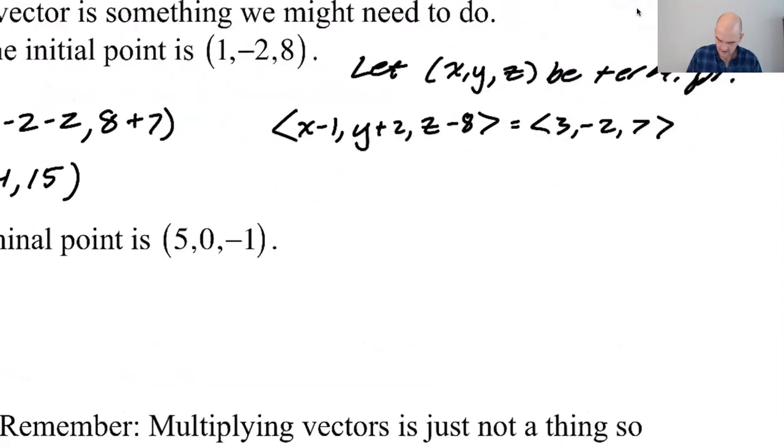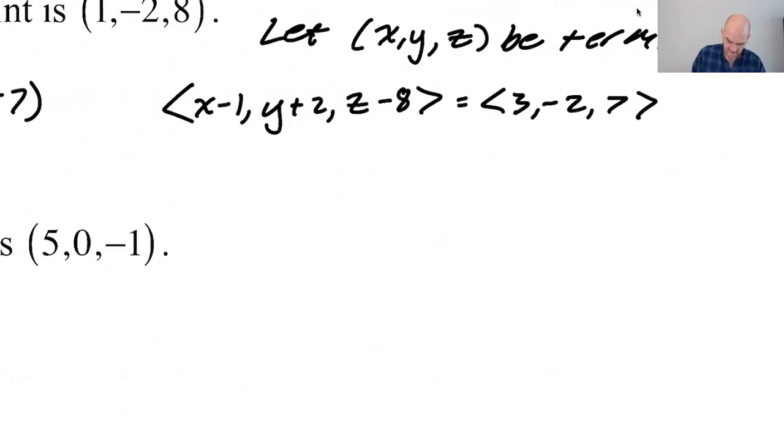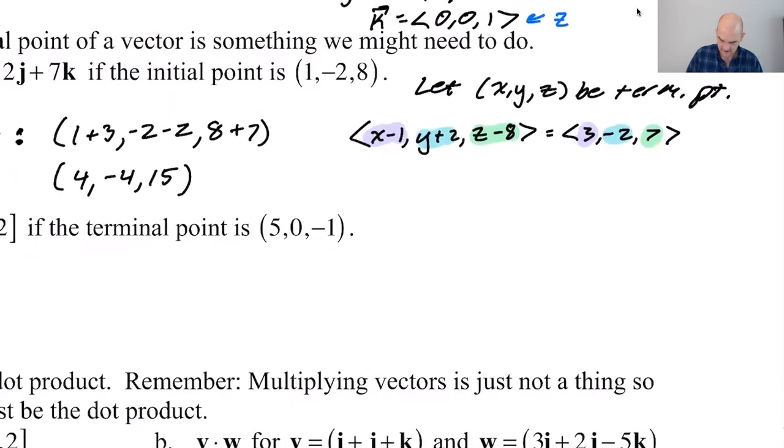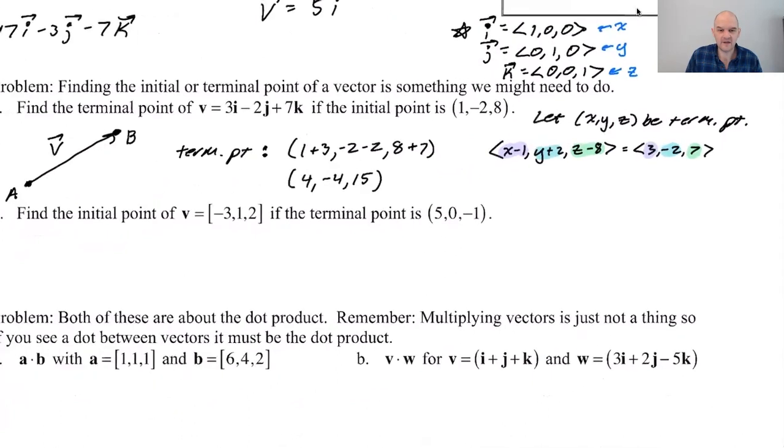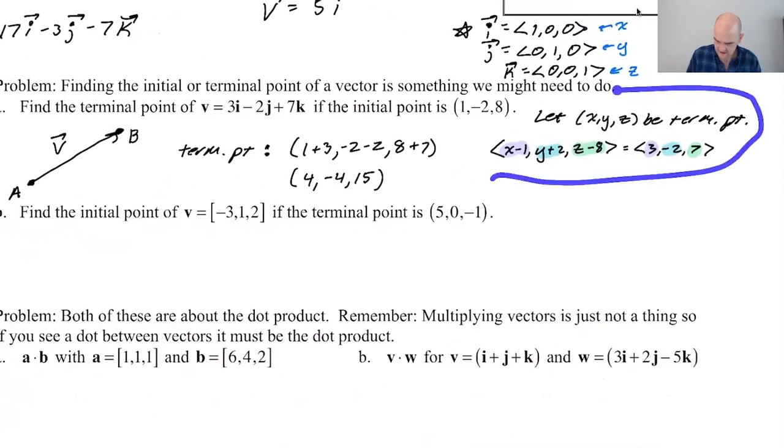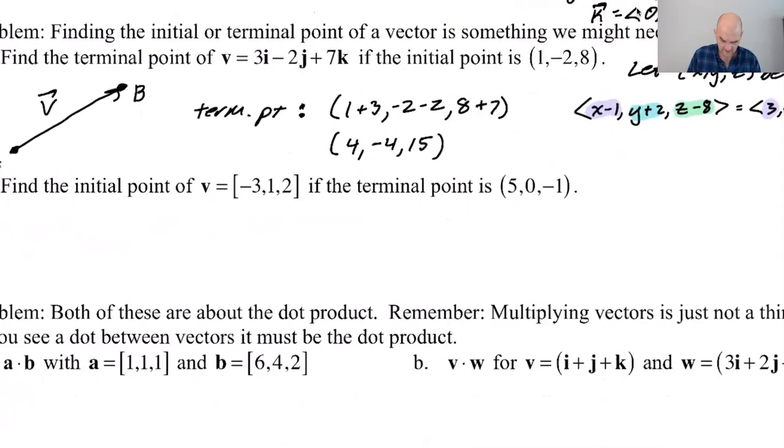Yeah, okay. And then you can see x minus 1 is equal to 3. Let me do some highlighting. X minus 1 equals 3. Y plus 2 equals -2. And then z minus 8 should be 7. And then you can see from there that you're going to get x is 4, y is going to be -4, and then z will be 15. So that's a little more mathematical if you prefer. And you can always do this. This is a very effective means of doing that problem.